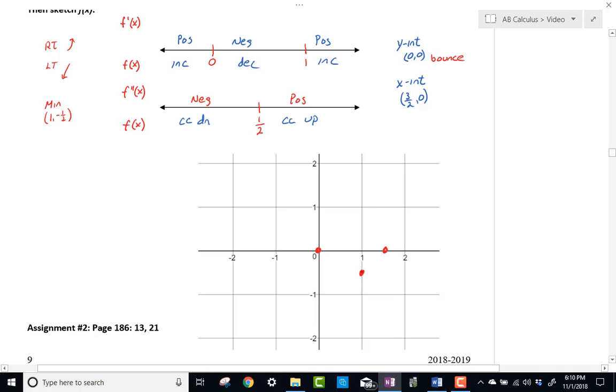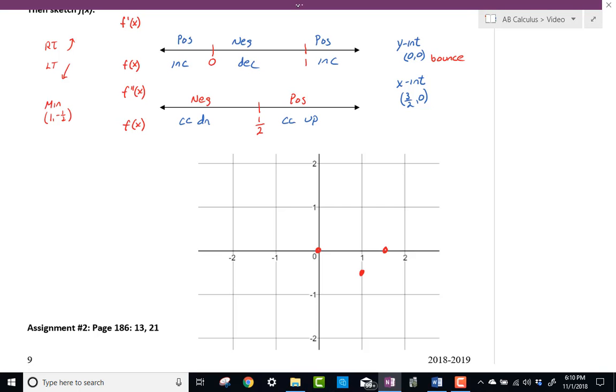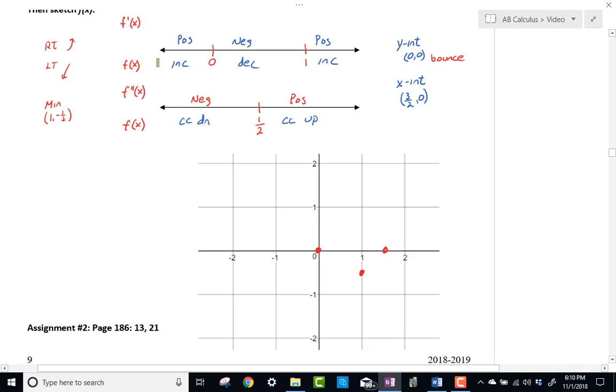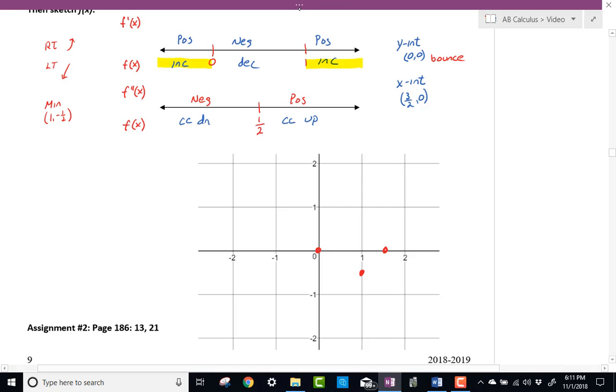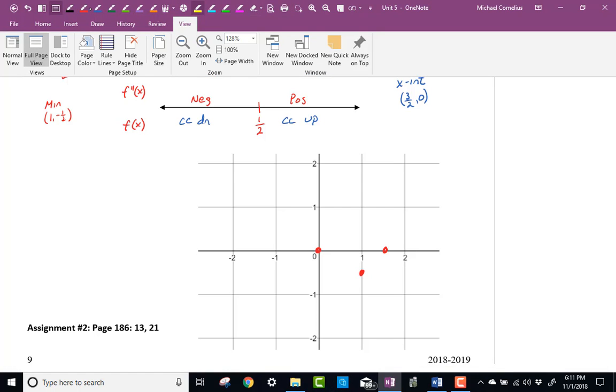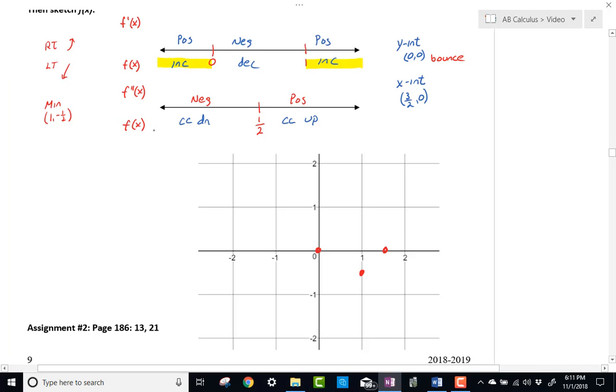All right, and now I'm going to go back to my number lines, and I'm going to look at the areas where f is increasing. Now, if you look, f is increasing from negative infinity. I'll do some highlighting here. So I know that f is increasing from negative infinity to 0, and then I'm increasing from 1 to infinity. At the same time, I'm going to be concave down from negative infinity all the way to 1/2. Now, that means that from negative infinity to 0, I'm increasing and concave down. So there's increasing and concave down.